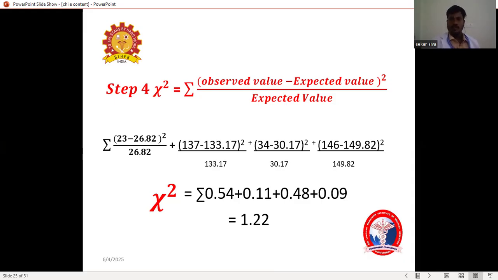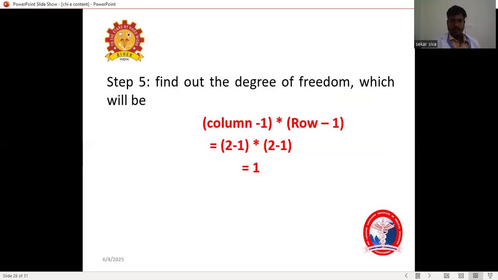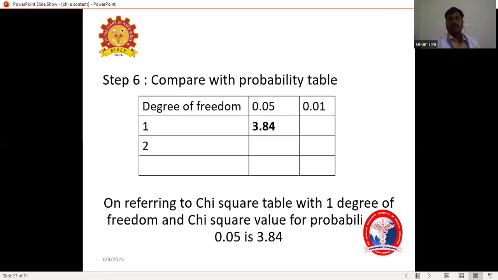Now we have to find the degree of freedom. We already know for a 2 by 2 contingency table, with 2 rows and 2 columns, the degree of freedom will be 1. For 1 degree of freedom at the 5% level of significance, the table value for chi-square is 3.841. We already saw this in the last example also.